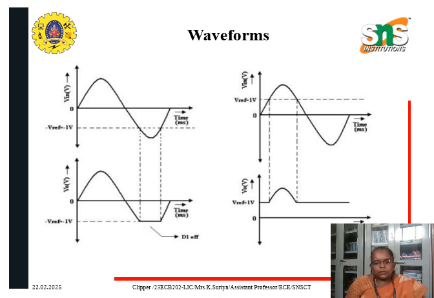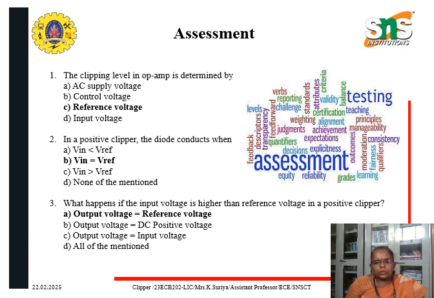In the first case, your V reference is negative, and in the second case, your V reference is set to positive. In both cases, the portion of the input signal below the V reference value is clipped off, and the portion of the input signal above the V reference value will be the same as that of the input. Hope you understood what a clipper is and the types of clippers.